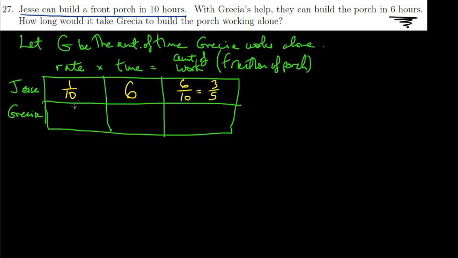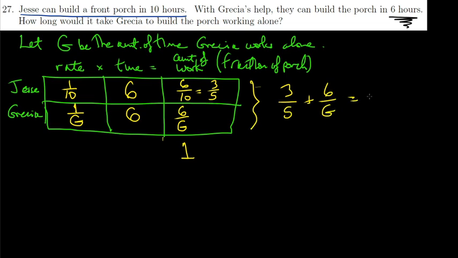For Garcia, we don't know what Garcia's time is, but the rate is just 1 over the time, just as it was for Jesse. The time, again, they work together for 6 hours. So 6 divided by G, make sure these don't look alike. That's the amount of work that Garcia does. When they work together, they build 1 porch. So when you add these up, your equation is 3/5 plus 6/G, I should have called it T, is equal to 1.